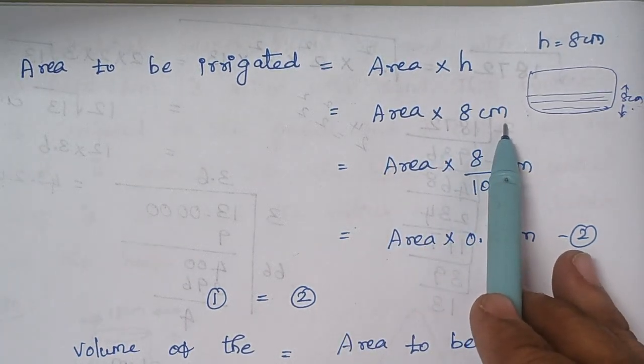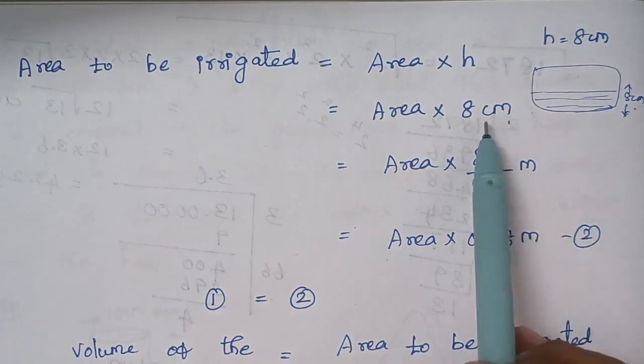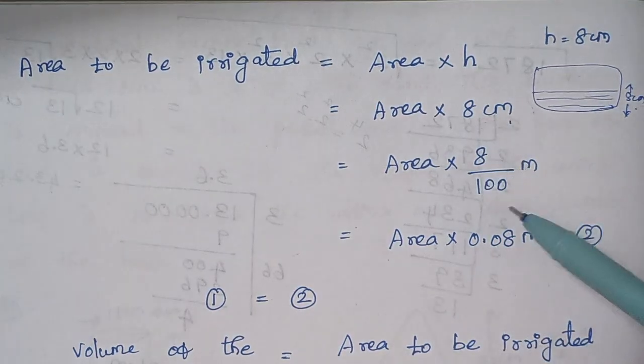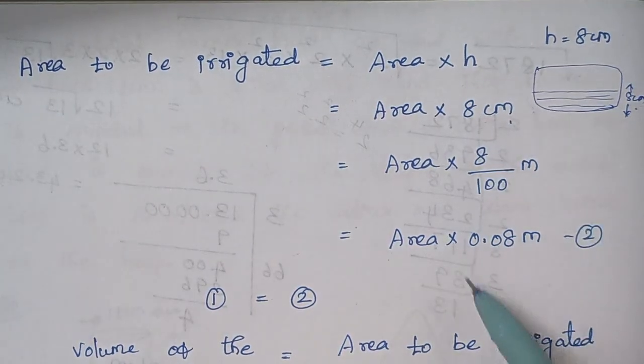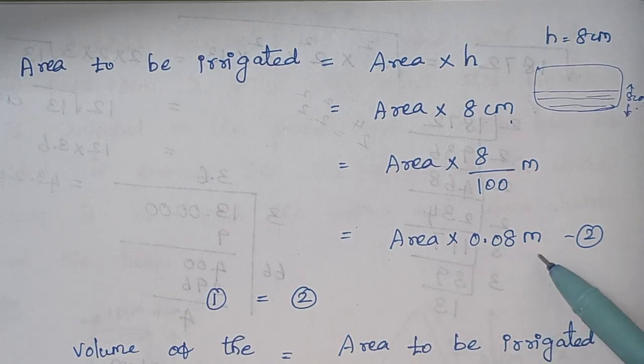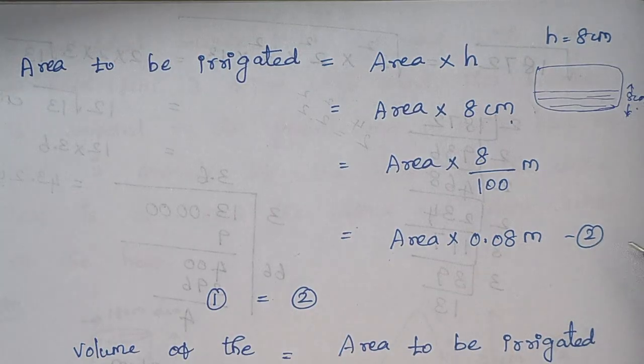But previously we have each and every dimension in the form of meter. So here I am converting this centimeter to meter. So I am dividing it by 100. Therefore here it is area multiplied by 0.08 meter. So, you see, name this as equation 2.